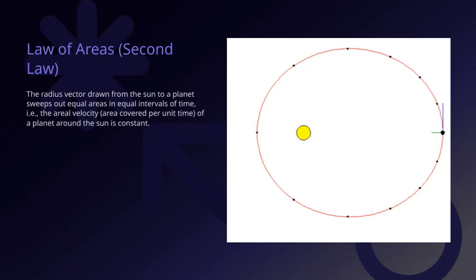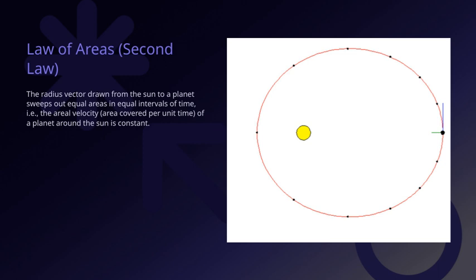Now, let's talk about the law of areas, which is also known as the second law of Kepler. The key idea here is that if you draw a radius vector from the Sun to a planet, it will sweep out equal areas in equal amounts of time. What this means is that the areal velocity, or the area covered per unit time, remains constant as the planet orbits the Sun. This is a really important concept because it tells us that planets move faster when they are closer to the Sun and slower when they are farther away.